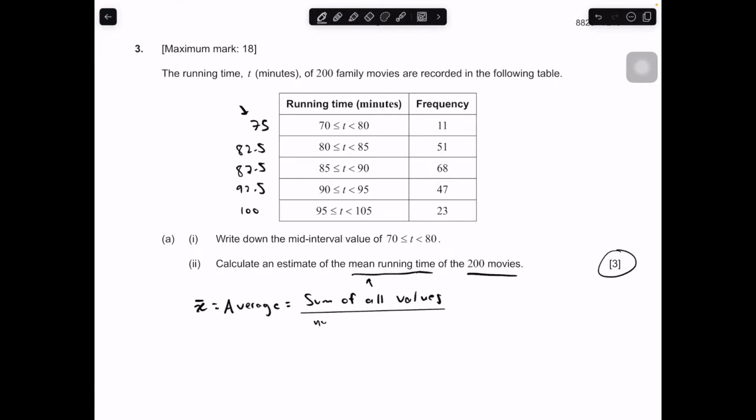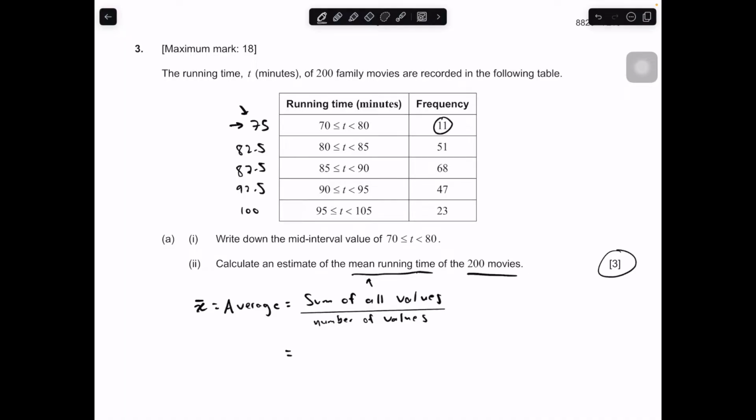So in this case, the number of movies. Maybe this is a little hand-wavy of an explanation. The sum of all the values. We add up the lengths of all the movies, and then we divide by the total number of movies, and that'll give us the average. So if we want to find the average, we can use these mid-interval values.